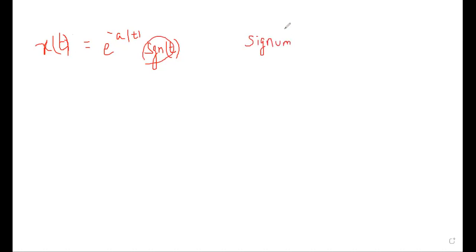So SGN stands for signum function. Make a note in your notebook. See, just now we have discussed if it is e power minus a magnitude of t, how to perform the Fourier transform. So integration, we have to split it and we have to complete the integration. But here, along with this hiccup, we have one more hiccup, SGN of t. But it is very easy, okay?